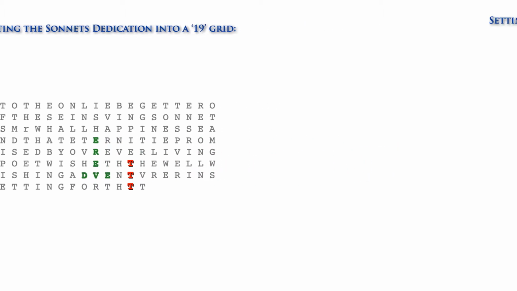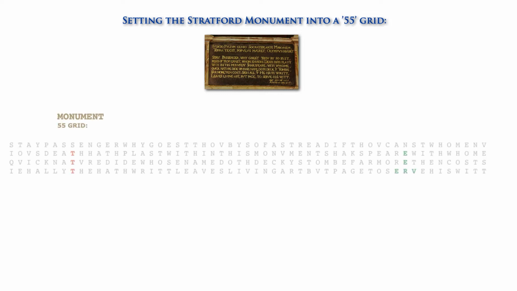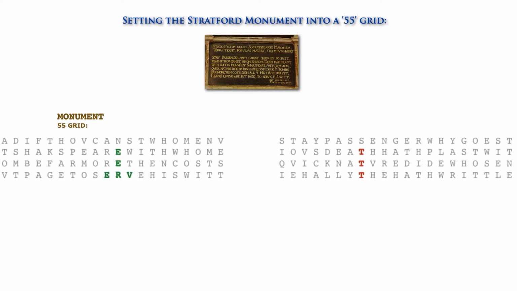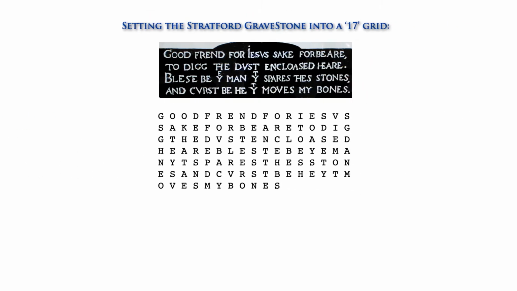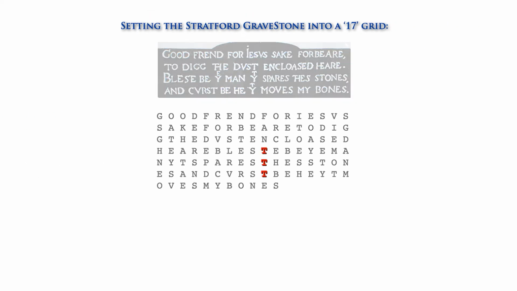Interesting. Let's look at the monument. The monument is a lot of letters, but if you put it into a 55 grid, you finally find these 2, the triple tau and E. Vere, Edward de Vere. And looking at the gravestone, it takes a 17 grid. There's your triple tau, and here's the inverted cross right next to it. The Vere's triple tau, the triple tau that belongs to Edward de Vere. De Vere in Latin means truth.